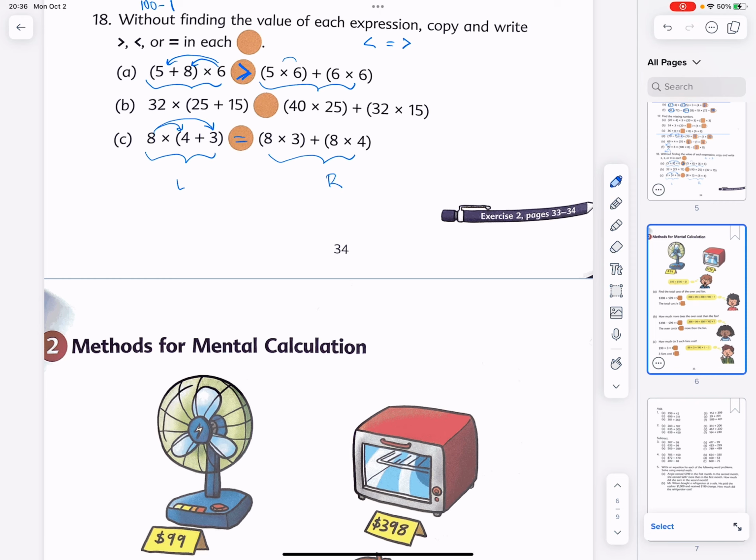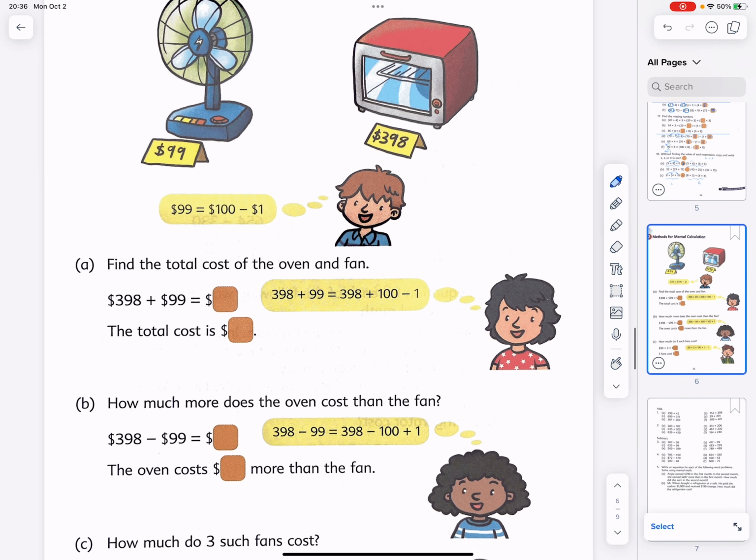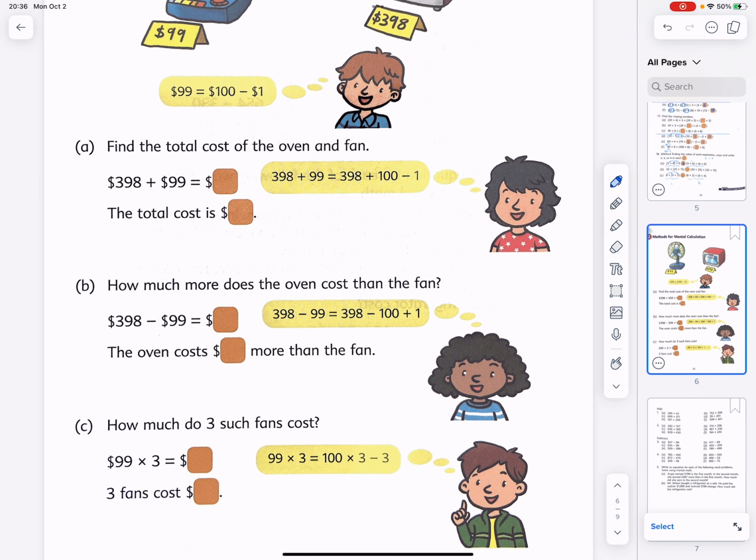That is equal. So my friends, this is the use of the distributive property, and we are going to apply it when we start computing our mental math examples in a future chapter.